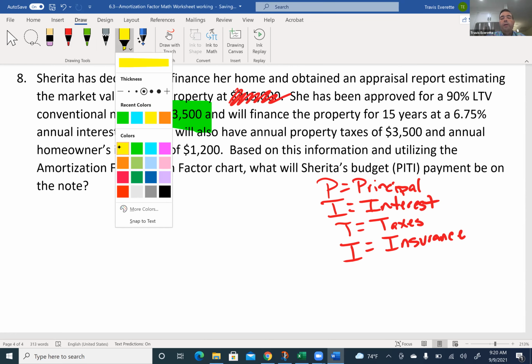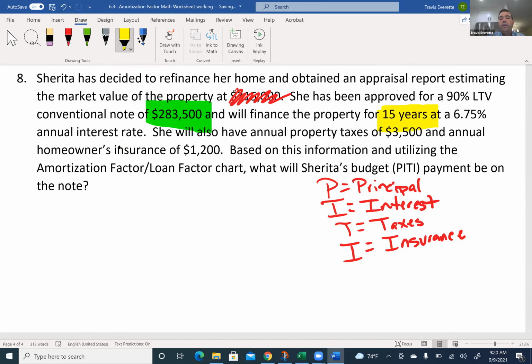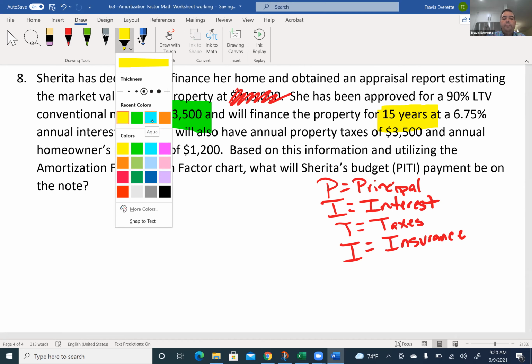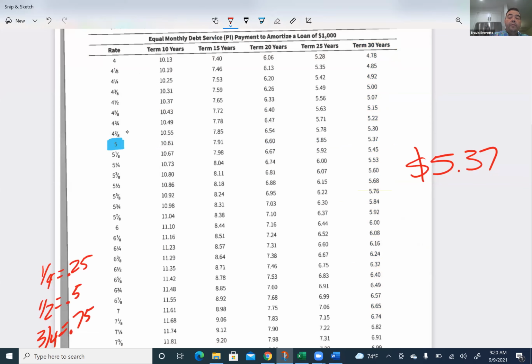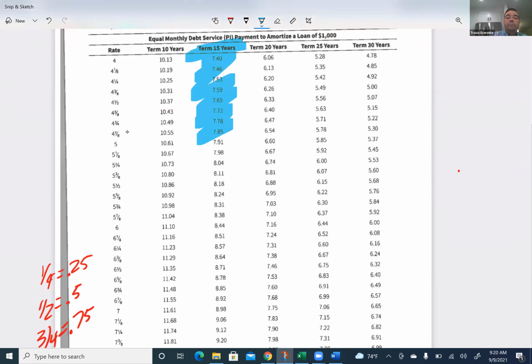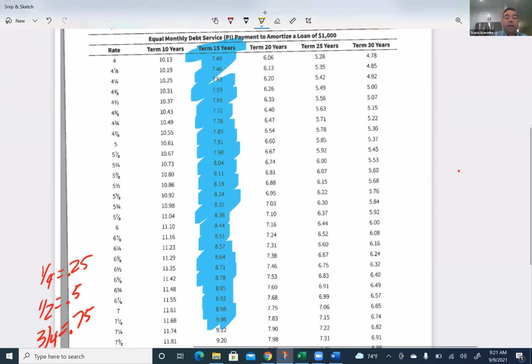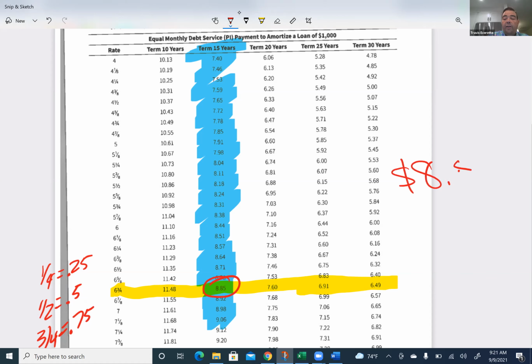Other things that are going to be important for coming up with that payment, we need to know how many years, and they tell us it's 15. And then we need to know the interest rate. And they tell us that's 6.75%. So let's go ahead and look at 15 years, 6.75%. Let me clear this out. Okay. So here we go. 15 years. There's my 15-year column. And then it says 6.75%. Now, remember, 0.75 equals 3/4. So that's going to be 6 3/4. So I want to take my line right across right there. And they intersect at 8.85. So my loan factor or amortization factor on this one is $8.85.